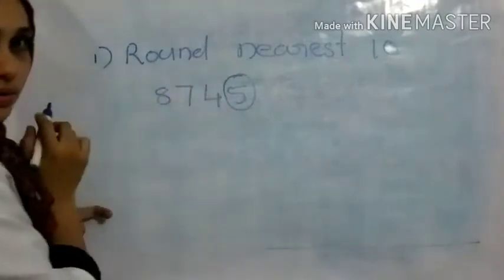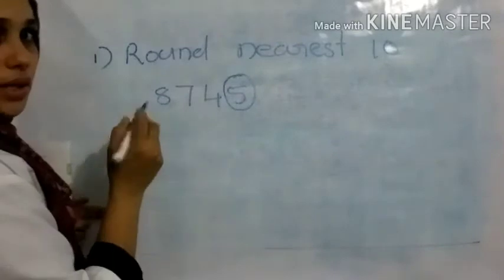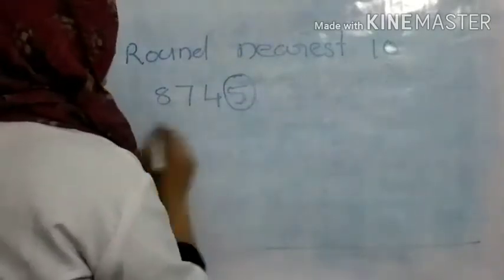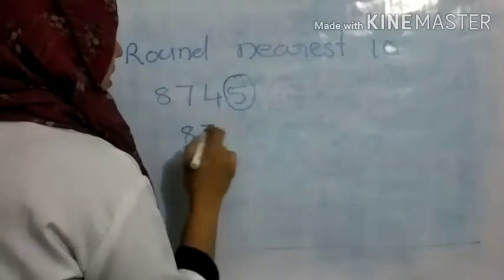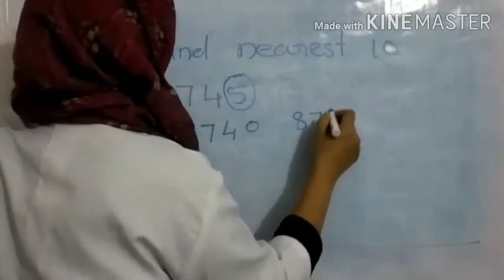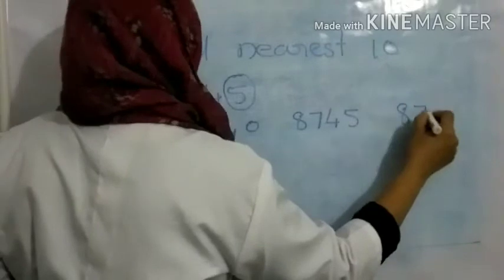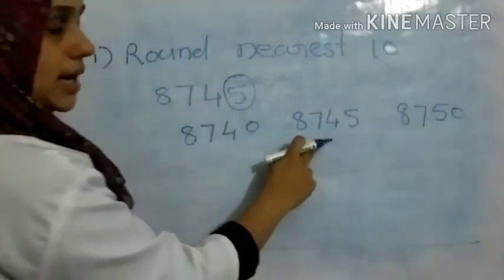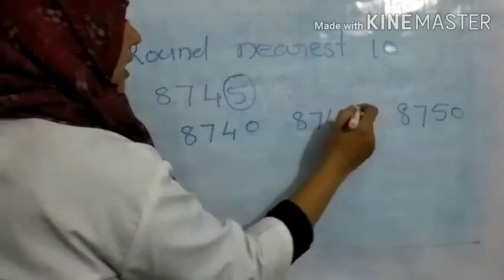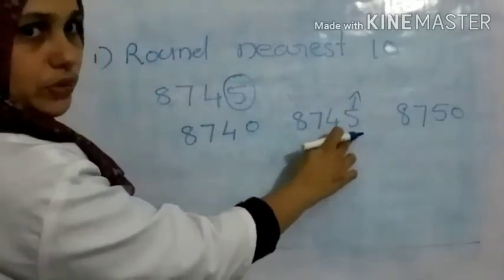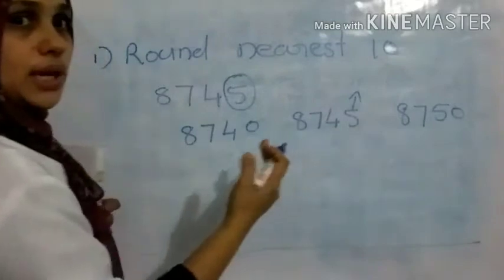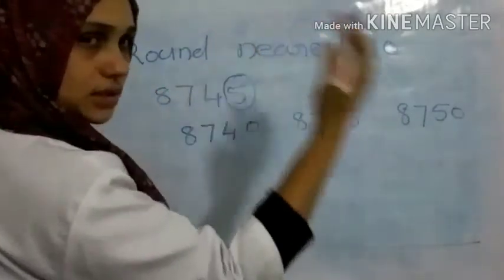Which one? 5. Then compare with 5. The midpoint of two numbers is 5. We take mid value as 5. Then the number lies between 8,740 and 8,750. Then take the ones place digit, which is 5. Then compare with the 5. 5 is equal to 5. Then we round to the next multiple of 10. Which is the next multiple of 10?